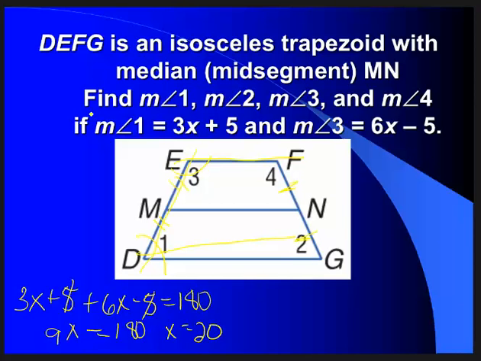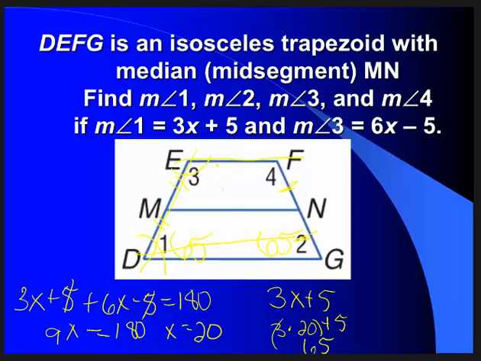Our question said to find the measure of angle 1, 2, 3, and 4. Well, in order to find the measure of angle 1, I've got to plug that 20 into the 3x plus 5. So that's 3 times 20. Remember, we got to do that first, so we get 65. So if the measure of angle 1 is 65, the measure of angle 2 has to be 65 because these are base angles. This is an isosceles trapezoid and they are congruent to each other.